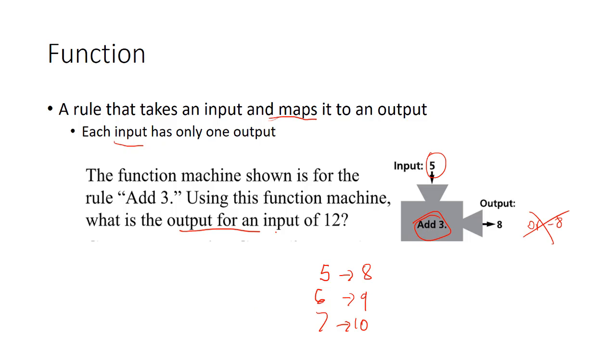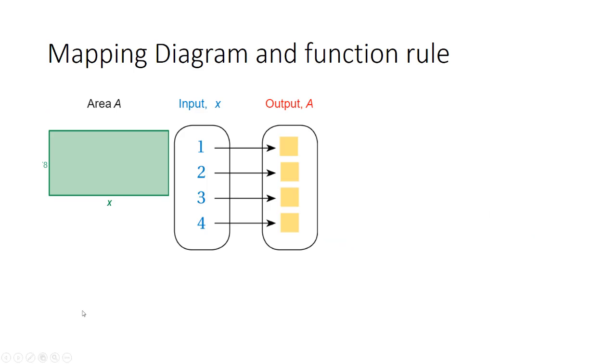It says, what is the output for an input of 12? If I put in 12, I'm going to add 3 to it, and I will get out 15. This right here is showing me how an input maps to an output. Then, here's another example. A mapping diagram and a function rule.